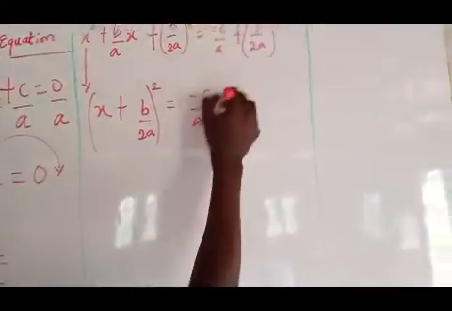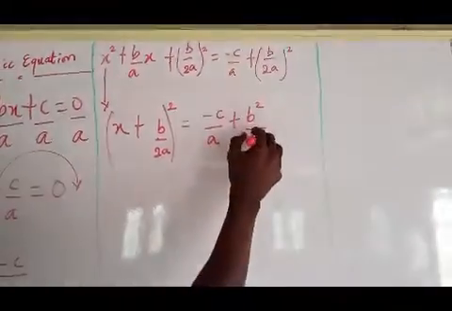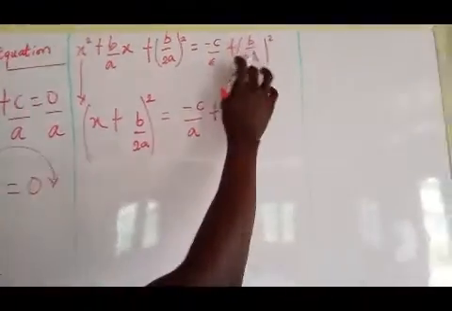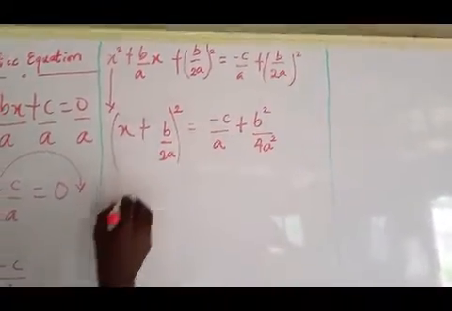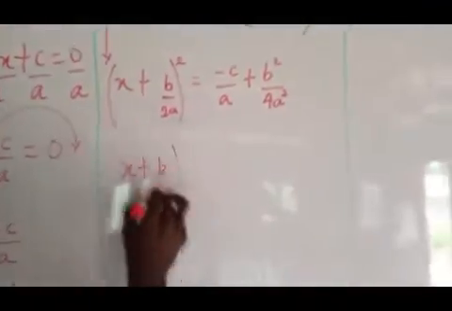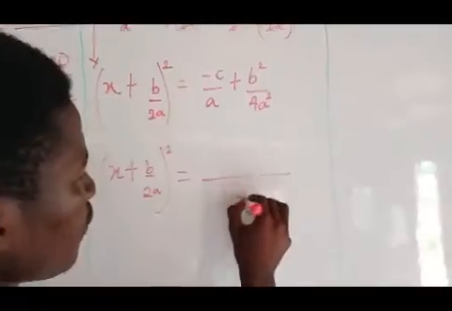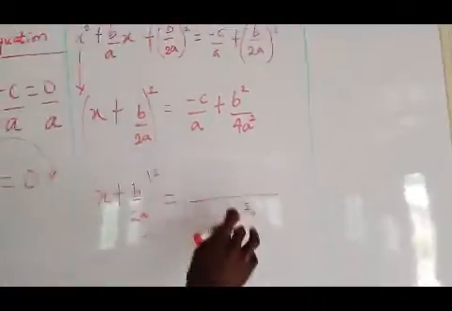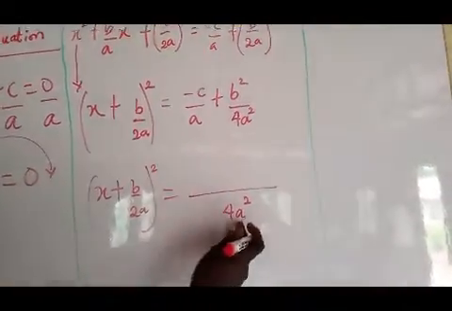b squared will give us b squared. 2a squared will give us 4a squared, because 2 will take its own square and 2 squared is what? 4. a squared is what? a squared. So we have x plus b over 2a all squared equals, what's the LCM of this? 4a squared. 4a in 4a squared will give me what? 4a, because this is like a in two places.